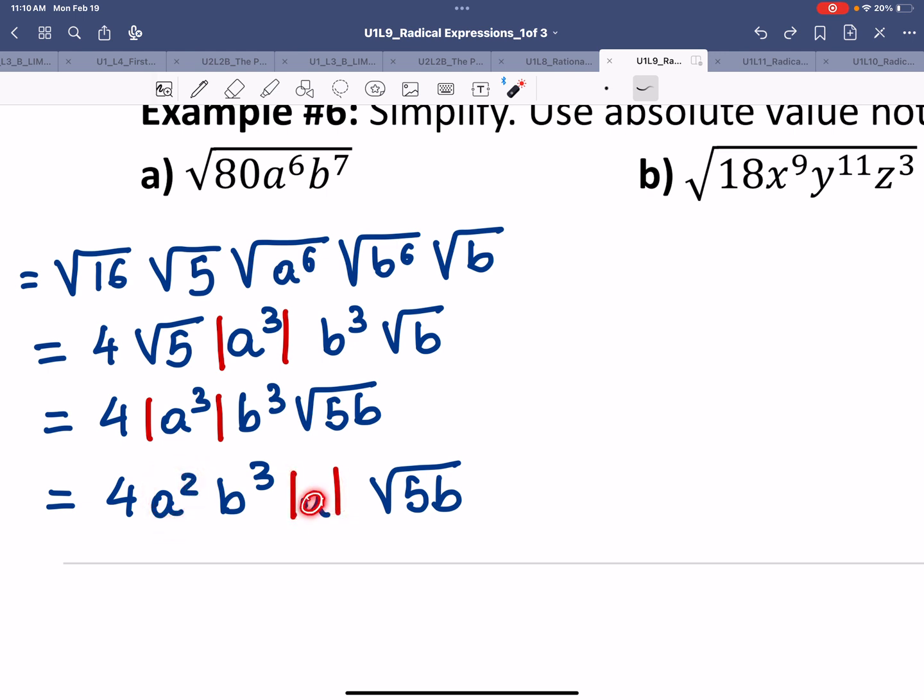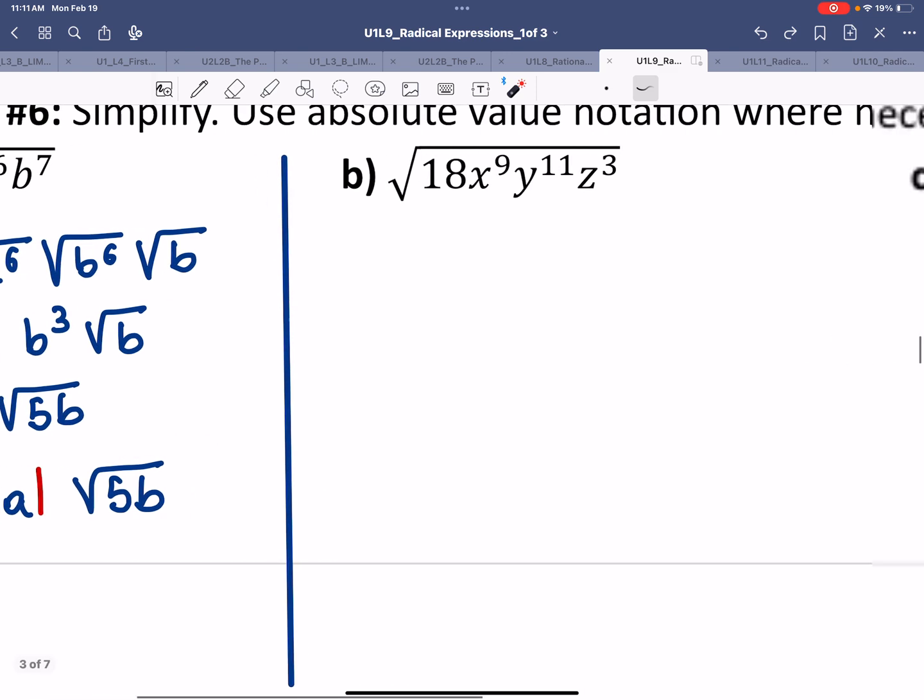We reduced the absolute value. This is always positive because the b inside the radical protects it from being negative, and that would be the most simplified answer. So let's move to the next question.